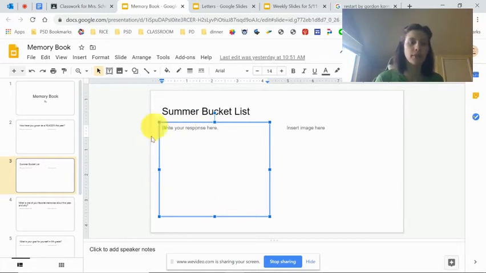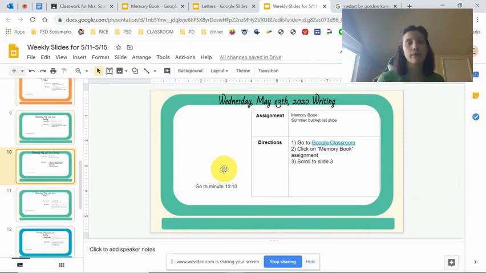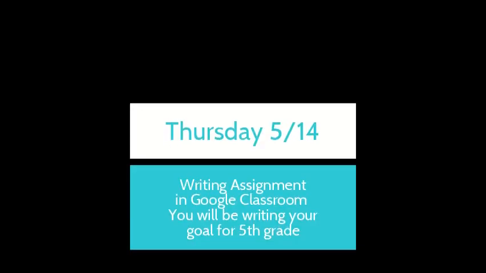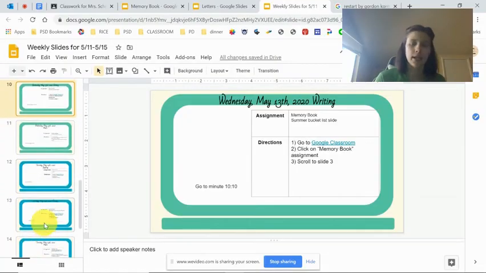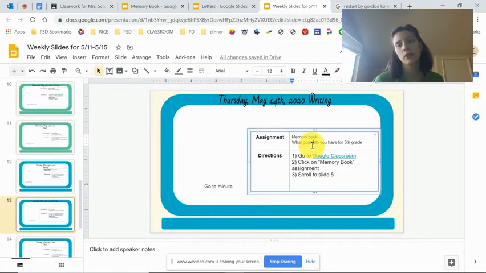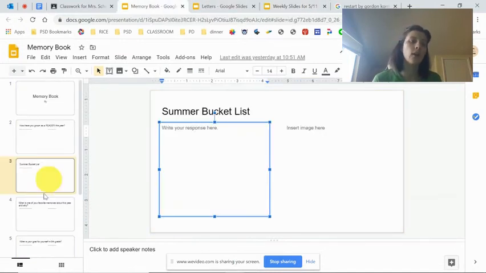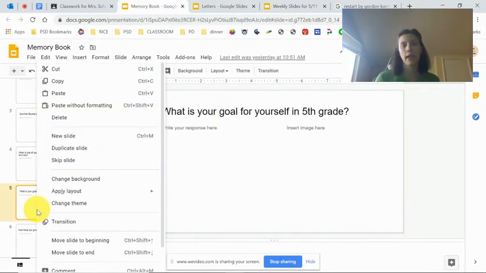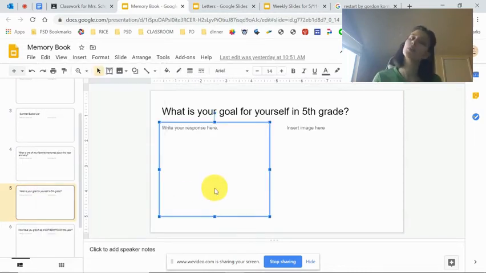So you can write down your summer bucket list for your writing on Wednesday. And then on Thursday, you're going to write your goals for 5th grade. Now, remember, I want you to really reflect on who you were as a 4th grader. What have you grown in already? And how can you either continue that growth into 5th grade, or what were some areas that you weren't very happy about with yourself?